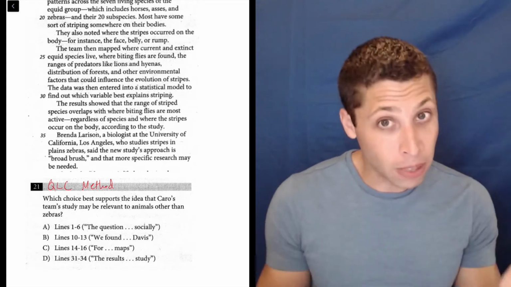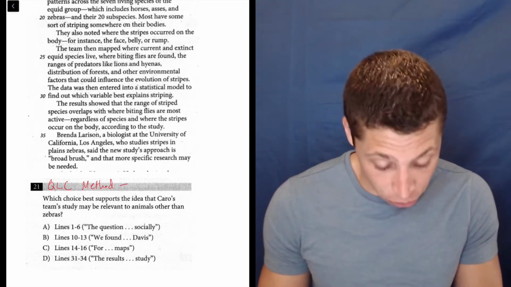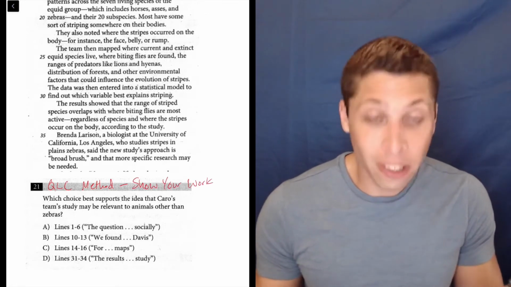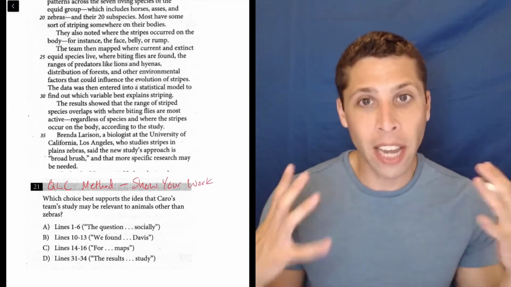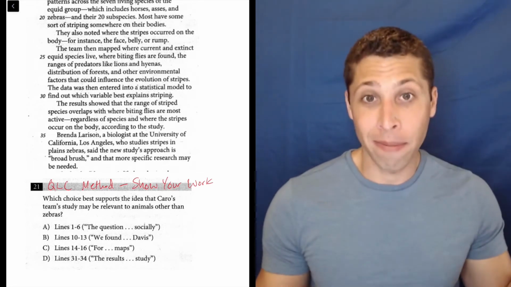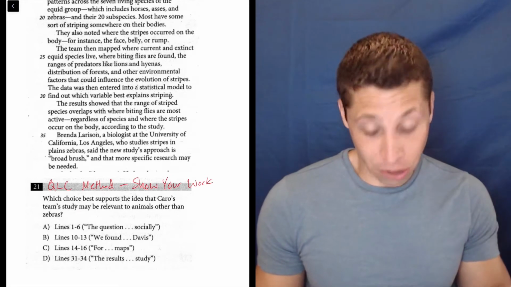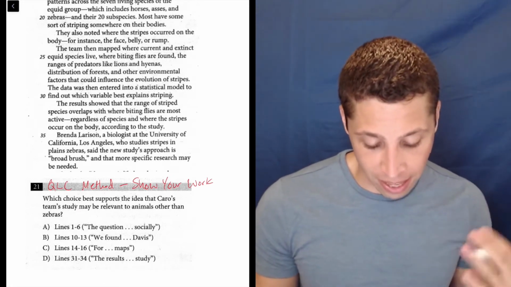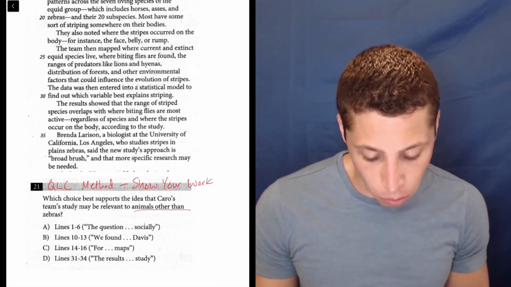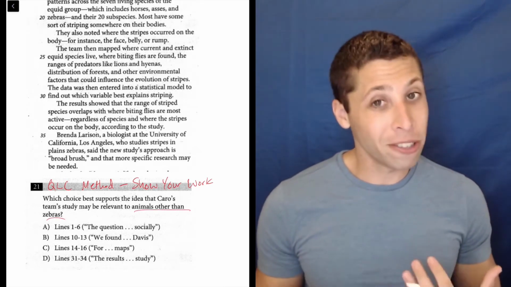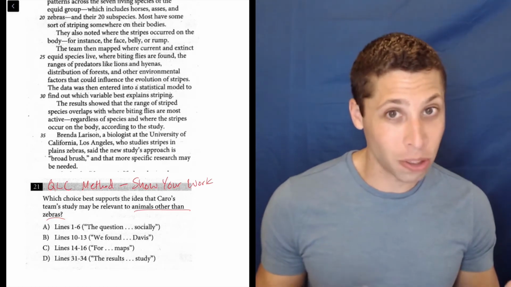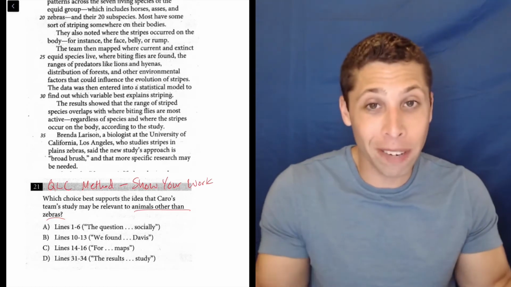And so as part of this method, let's make sure that we are showing our work. And that means underlining key ideas, key words. Get your brain focused on the right stuff right out of the gate. So let's look at the question. Which choice best supports the idea that Caro's team's study may be relevant to animals other than zebras? So the most important idea that I notice here is that I need to talk about animals other than zebras. So if an answer choice does not include that, it's no good.